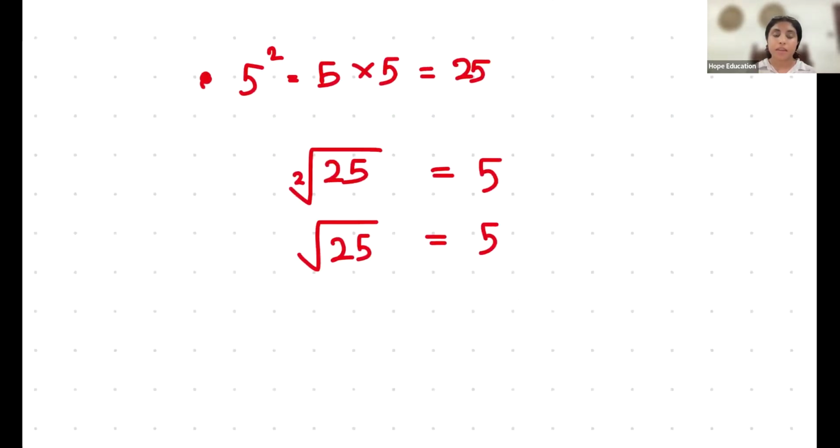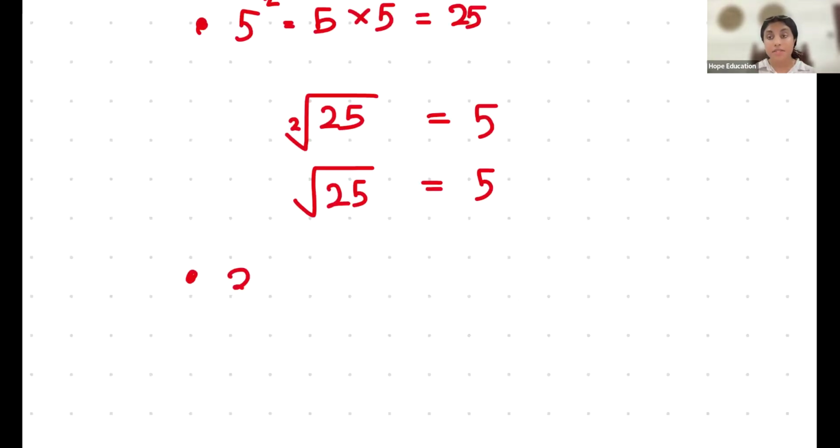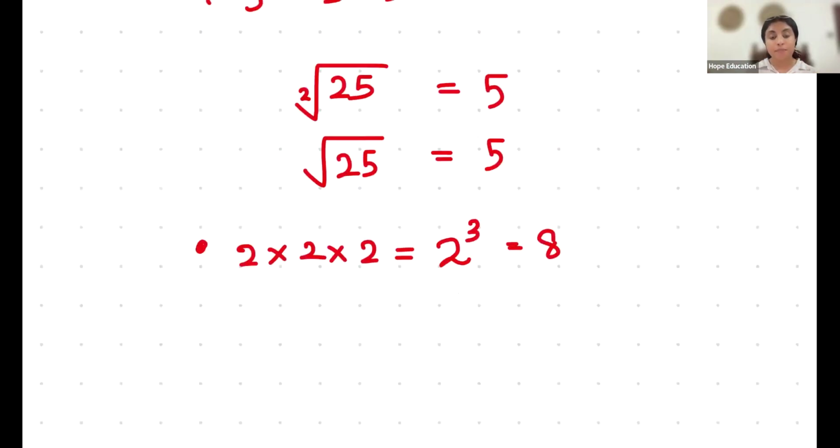Let's say something like this. 2 times 2 times 2. 2 times 2 times 2 means 2 to the power 3. And you know 2 times 2 is 4, 4 times 2 is 8. So 2 to the power 3, the answer is 8. So if I ask you, here this is the square root, no? If I ask you the cubic root of 8, what is the answer? Cubic root of 8, what is the answer?